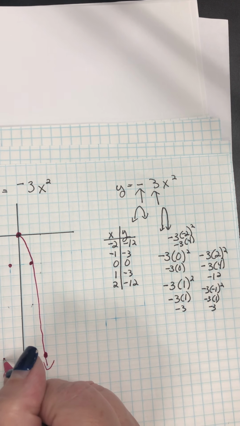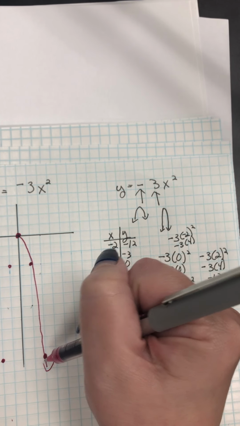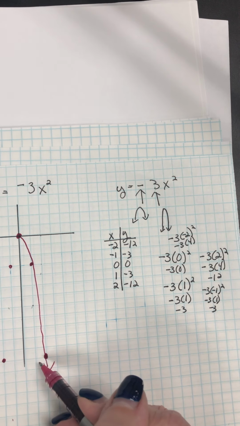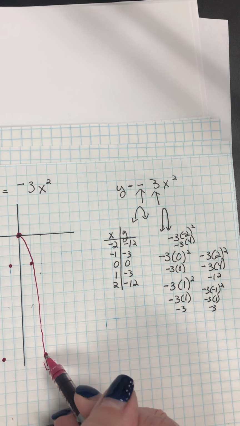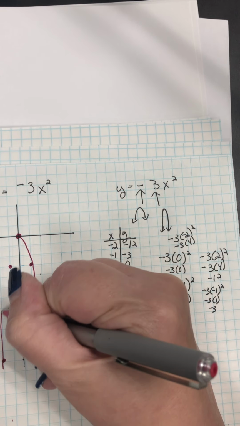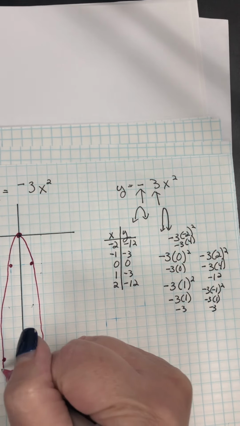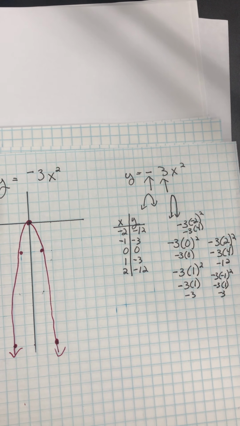Now here's a neat thing about a parabola. You saw me counting my way down to negative 12, but parabolas are symmetrical. So I knew if it was negative 12 on this side, I kind of went 2 over in the other direction. And that is my parabola.